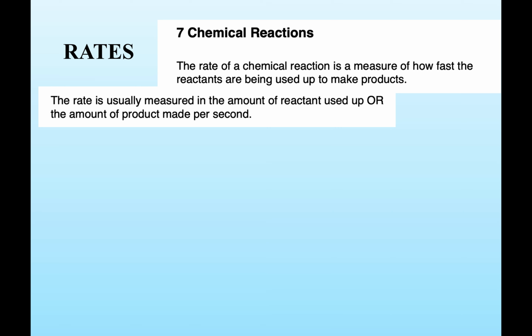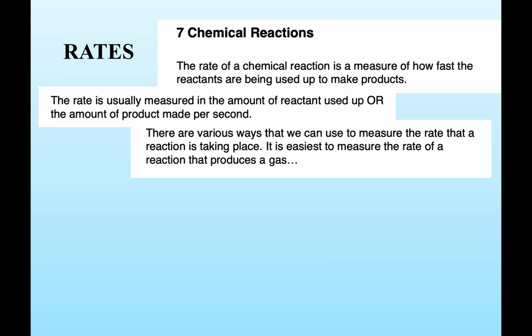In chemistry, obviously, we measure amounts of stuff in grams, centimeters cubed if we're talking about gases, and moles. So it's going to be moles per second, or grams per minute, or centimeters cubed per second. Okay? That kind of makes sense. Now, we have to know how to measure rates of reactions in the laboratory.